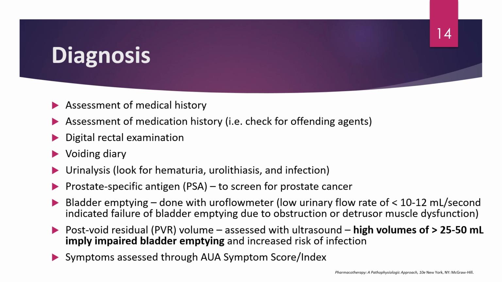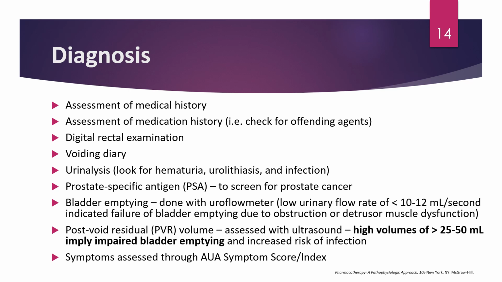bladder emptying tests done with a device called a uroflowmeter. And this essentially measures how quick the urine is leaving the body. Usually low urine flow rates of less than 10 to 12 milliliters a second indicate failure of bladder emptying due to obstruction or detrusor muscle dysfunction.